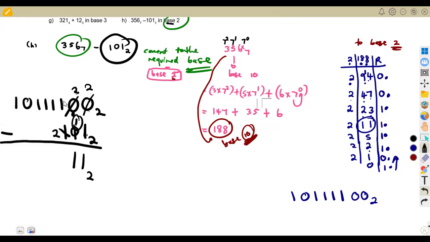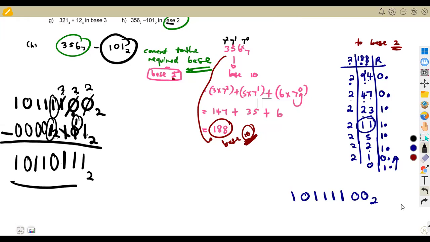1 minus 2, it's impossible. So what do we do? We add the base, which is 2. 1 plus 2, that is 3. And we give a 1 to the next term. So that's 3 minus 2, which is a 1. Take note. 3 minus 2, which is a 1. What about this? 1 minus a 1, that's a 0 there. Here, there's a 1. Here, a 1. Here, a 0. Here, a 1. So this is going to be our solution. This is going to be our answer at the end.